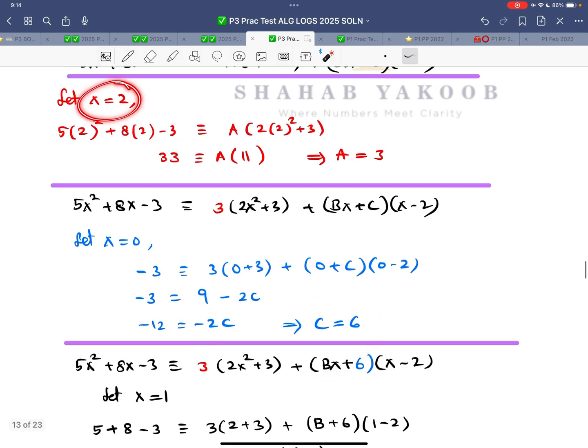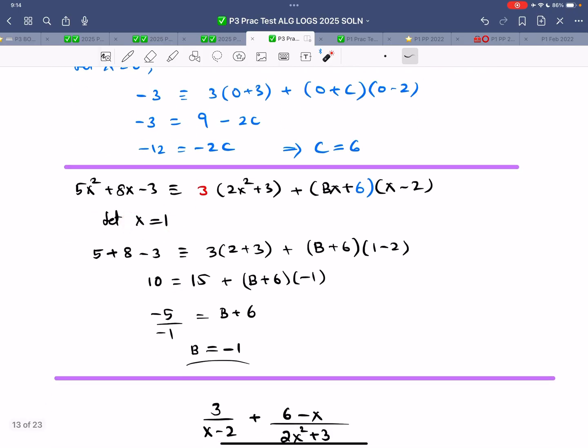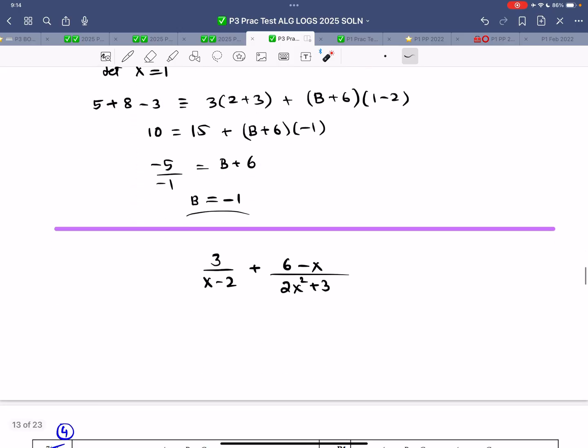Use any value which you have not used before. So in place of 2, in place of 0, choose any value: 3, 4, 5, 6, 1, anything. I chose a simple value, 1. I find the value of B, that is negative 1. So now Bx plus C is basically minus x plus 6, which I have written as 6 minus x. I hope there is no issue with that.